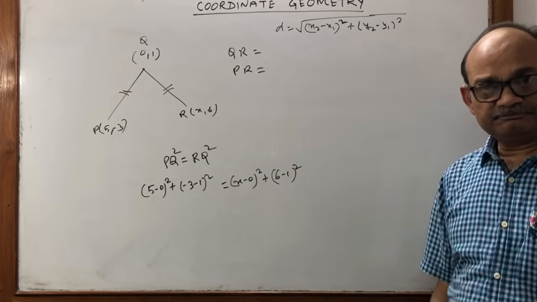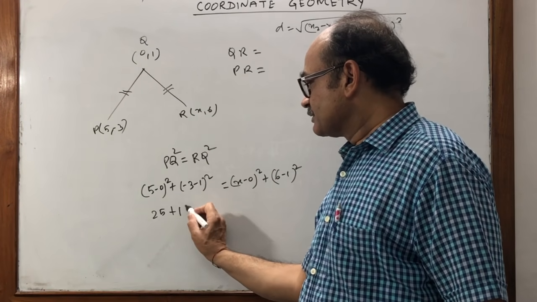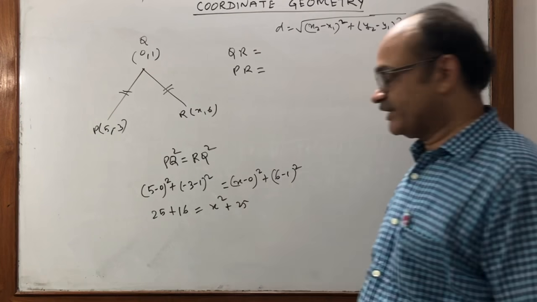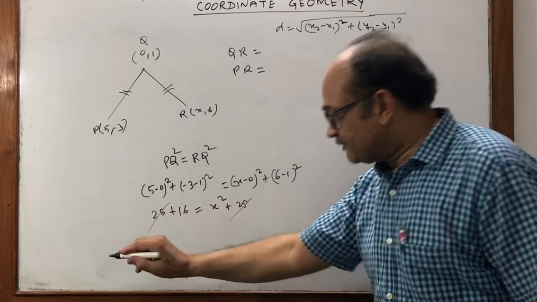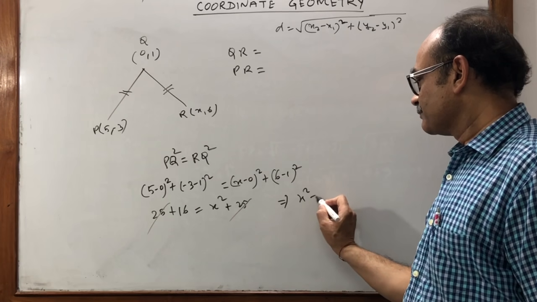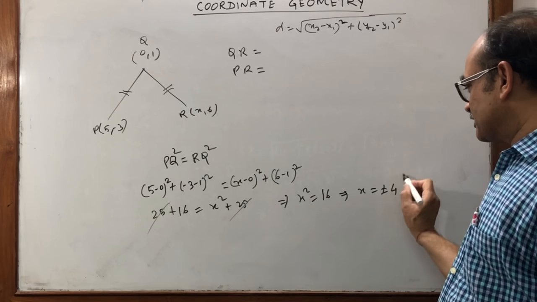Simple calculation. Expand it: 25 plus 16 equals x square plus 25. 25 and 25 cancel out, so x square is 16. x equals plus minus 4.